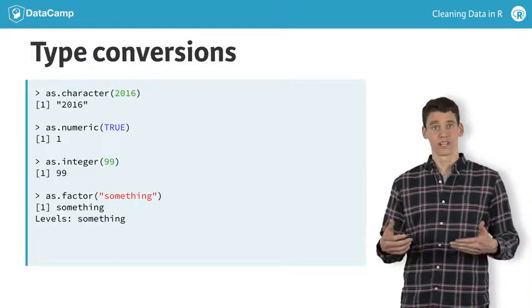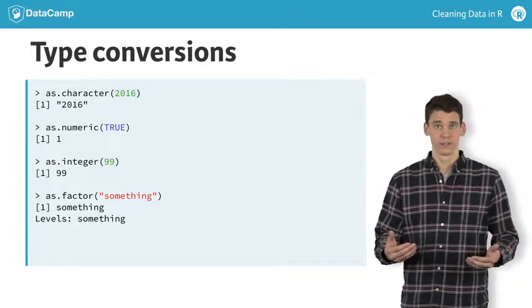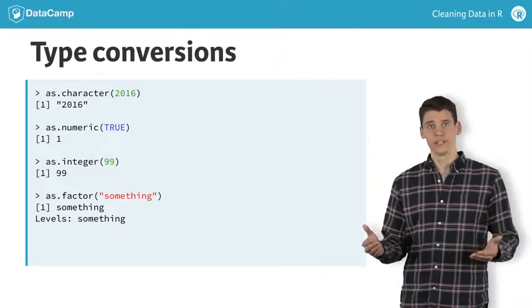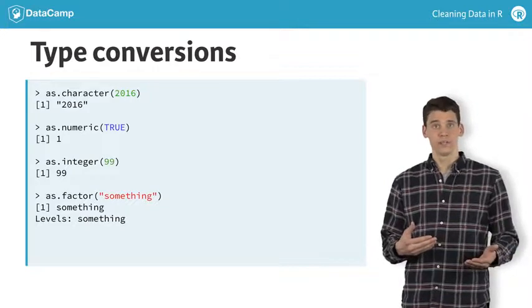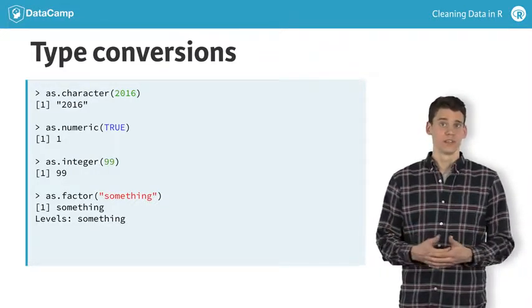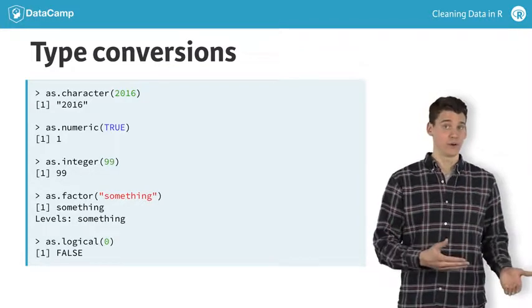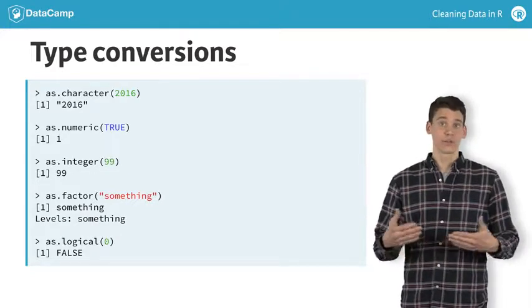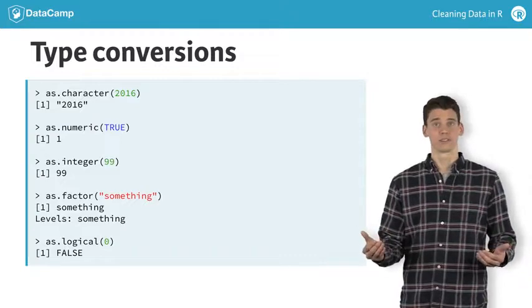as.factor coerces the character "something" to the factor something, which has only one level. If we were to feed it a vector containing multiple values, then there would be one level for each value represented. Finally, as.logical coerces the numeric 0 to the logical FALSE, since, like we said with TRUE, the numeric representation in R of FALSE is 0.